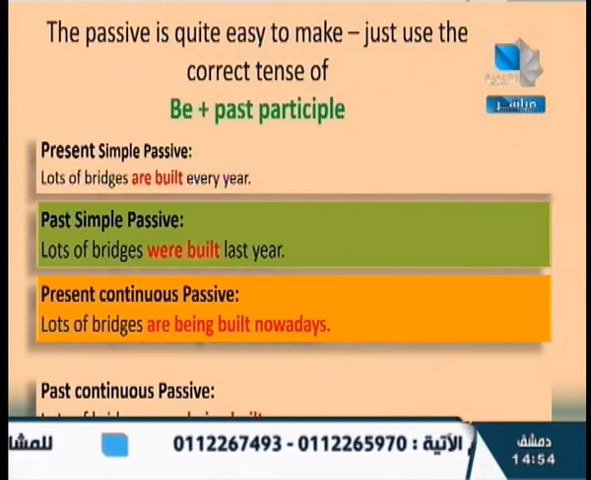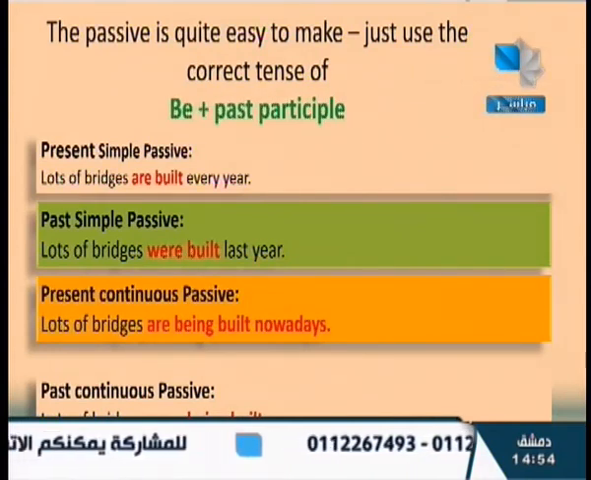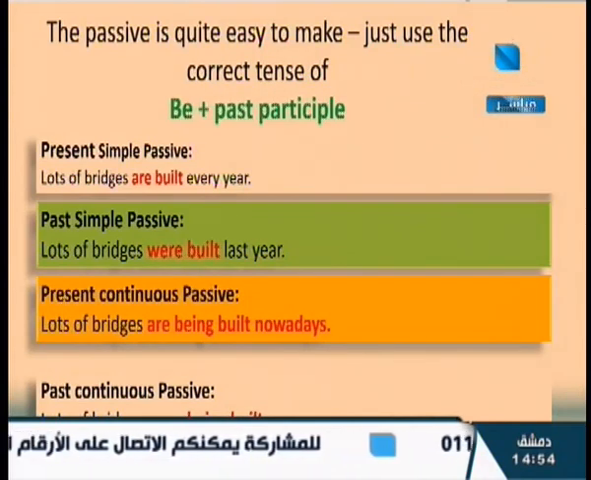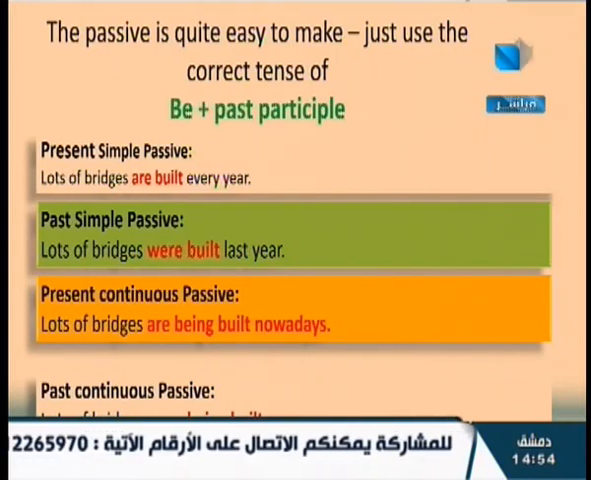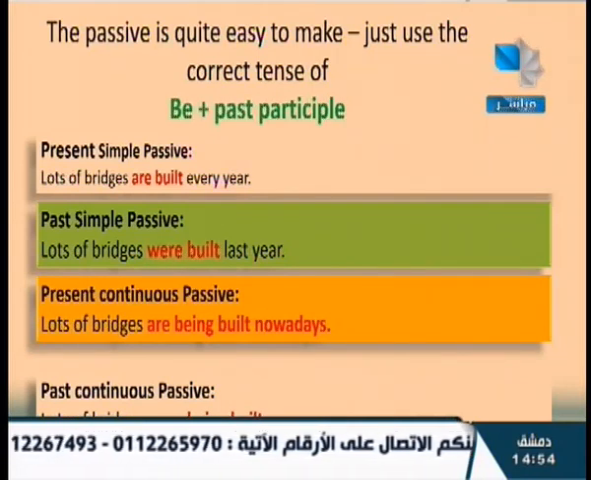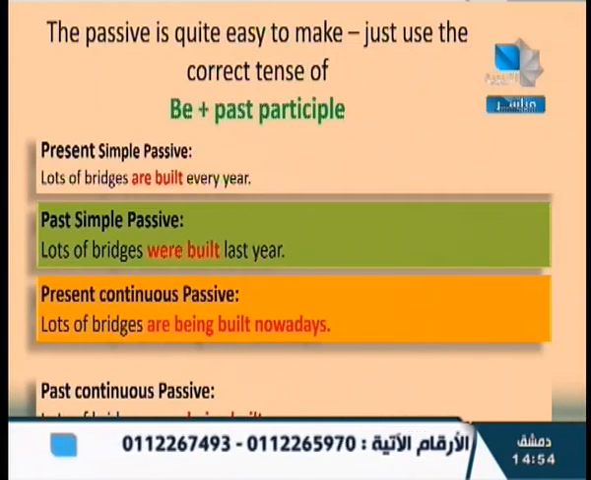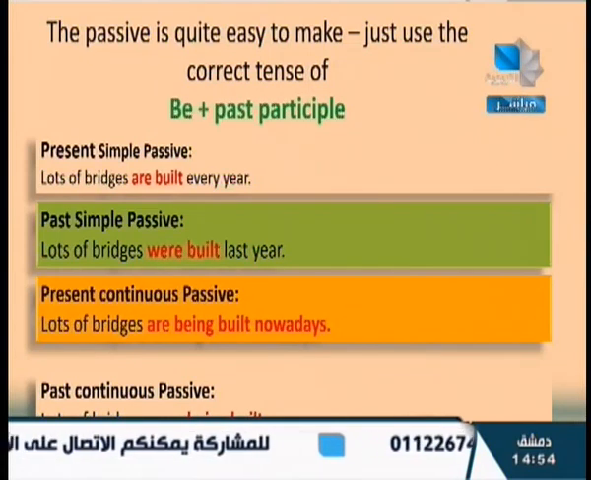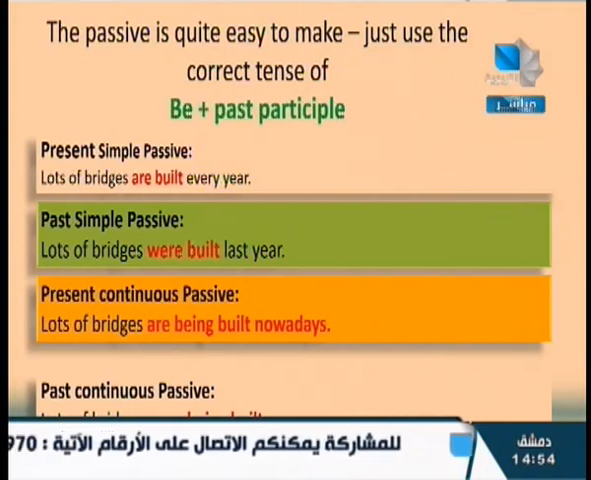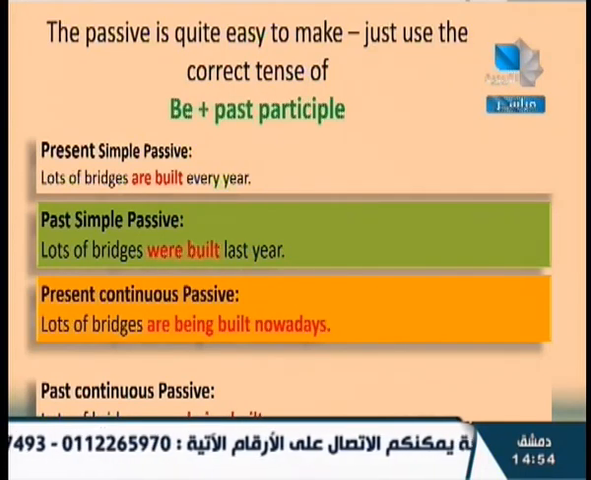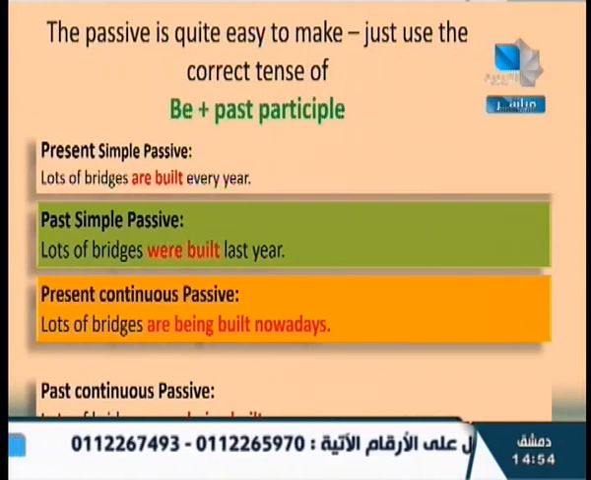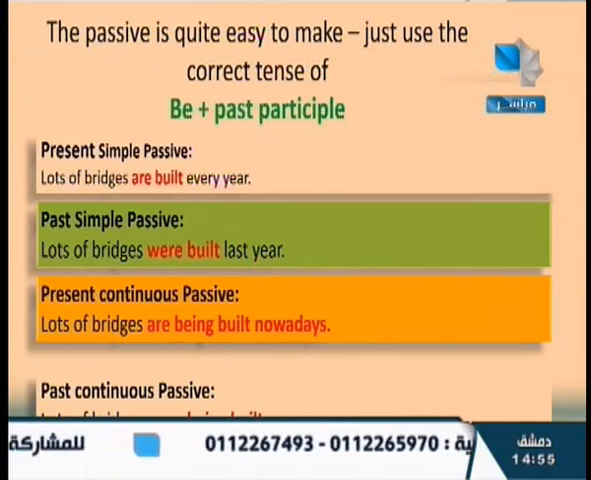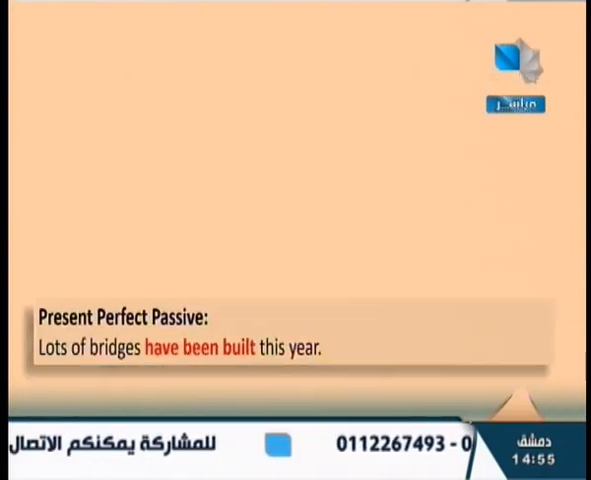The last tense here, past continuous passive, the form of it is the auxiliary verb be in the past, was or were, followed by being and the past participle of the main verb. For example, lots of bridges were being built last year, or yesterday, last month, or 5 years ago, or in the past. Yes, thank you very much.